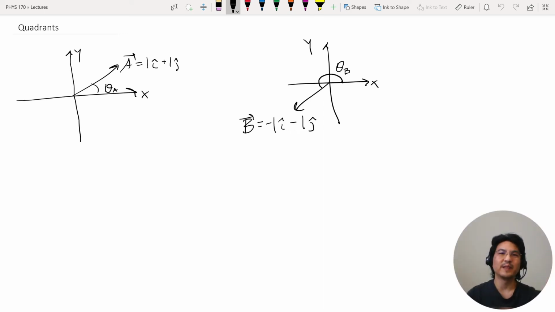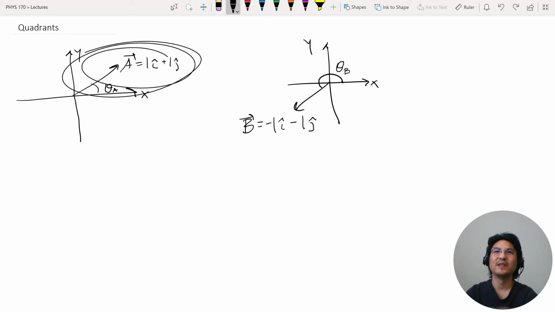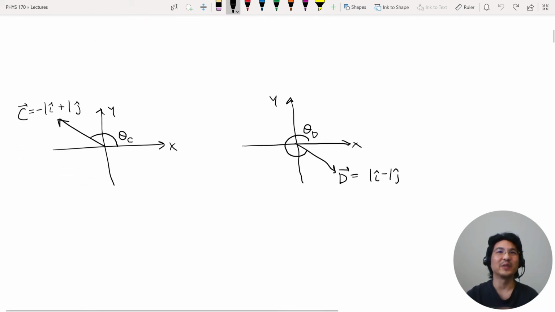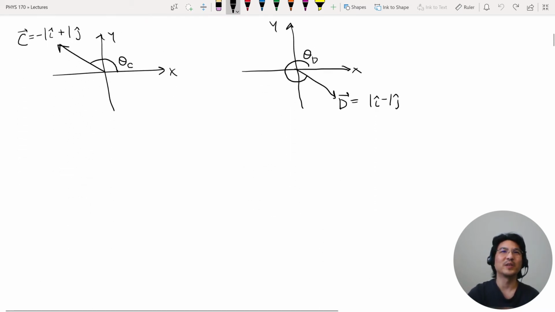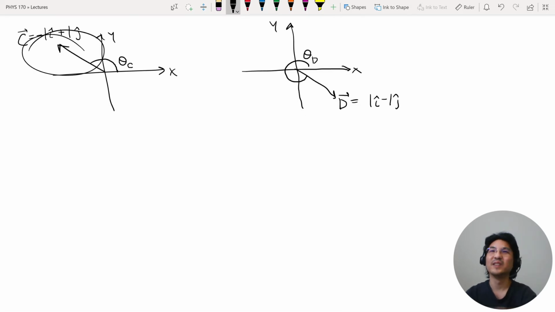Hi everybody. In this video I just wanted to mention quadrants when you use your calculator to compute arctangents. You really have to be careful, because the calculator doesn't know the difference between quadrant 1 over here and quadrant 3 over here. Nor does the calculator know the difference between quadrant 2 here and quadrant 4 here.